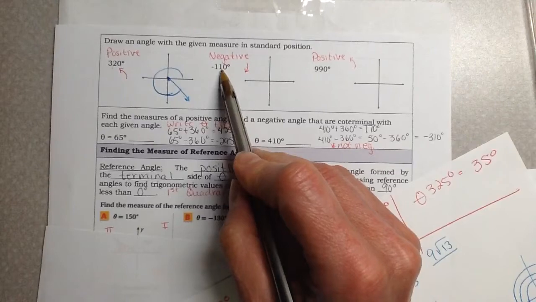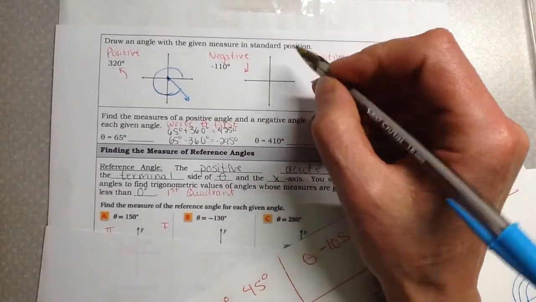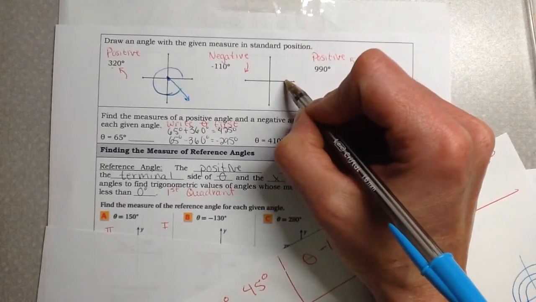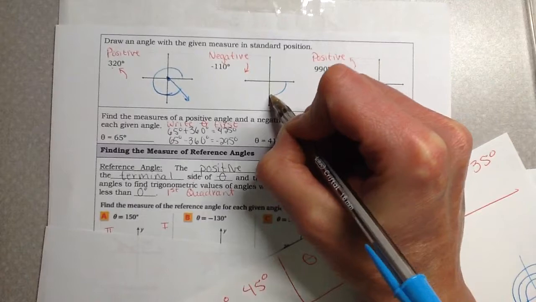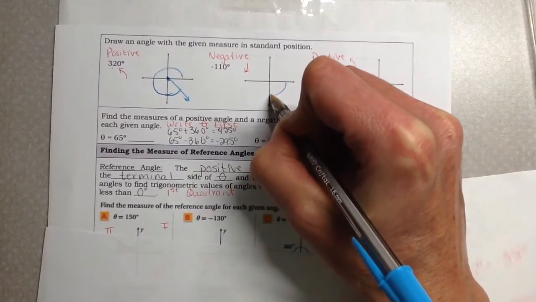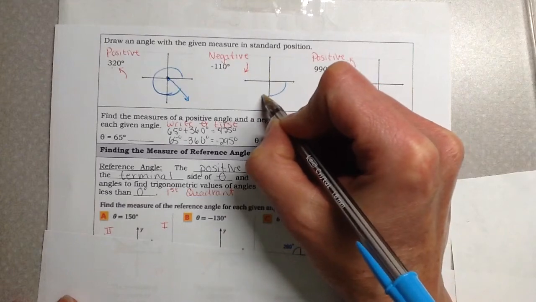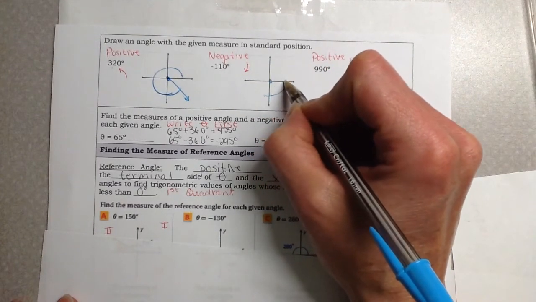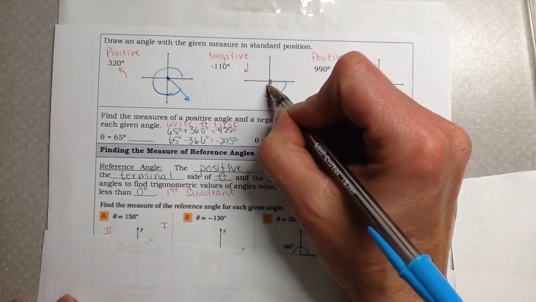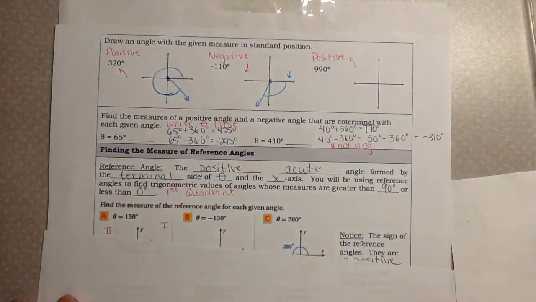Okay, now we're going to go to the negative 110. Now remember, when it's negative, we go in the negative direction. So if we start here, it has to start on the positive x-axis. This would give us 90 degrees, and then we're going to go just a little bit further past 90 to make 110. So again, this is the initial side, we're rotating, and this is going to be negative 110. We want to go down for this one.